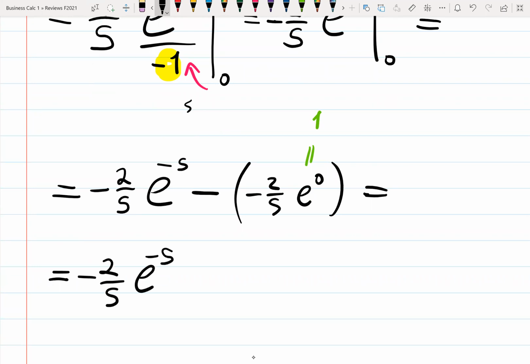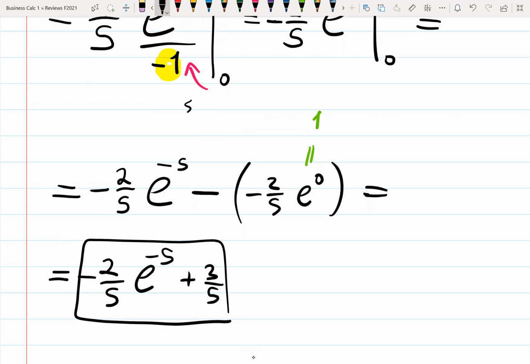Plus 3/5. Remember, e to the 0 is not 0. I will repeat it many times because people kind of freak out during the exam and put 0 for some reason. E to the 0 is 1. So that is why it's 3. This is 2. That is the good answer. This is the average value.